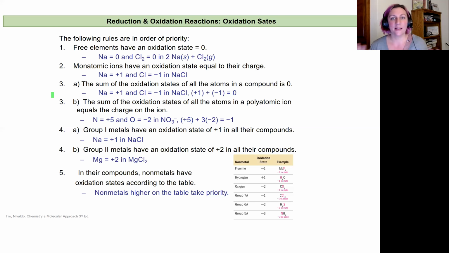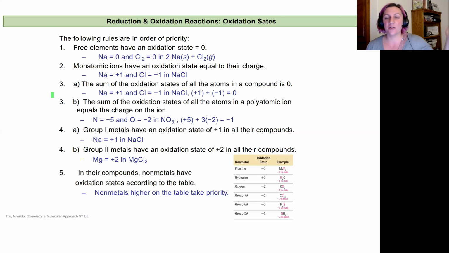All right, now looking at Rule 4, Group 1 metals are going to have an oxidation state of +1. That's the charge they would have anyway. And any Group 2 metals will have an oxidation state of +2 in their compounds, also the charge they would have anyway in an ionic compound. And then in compounds with nonmetals, the oxidation states are going to be assigned by an order of priority that's ranked. So these rules need to be applied in assessing oxidation states in this order. So you start with rule 1, 2, 3.